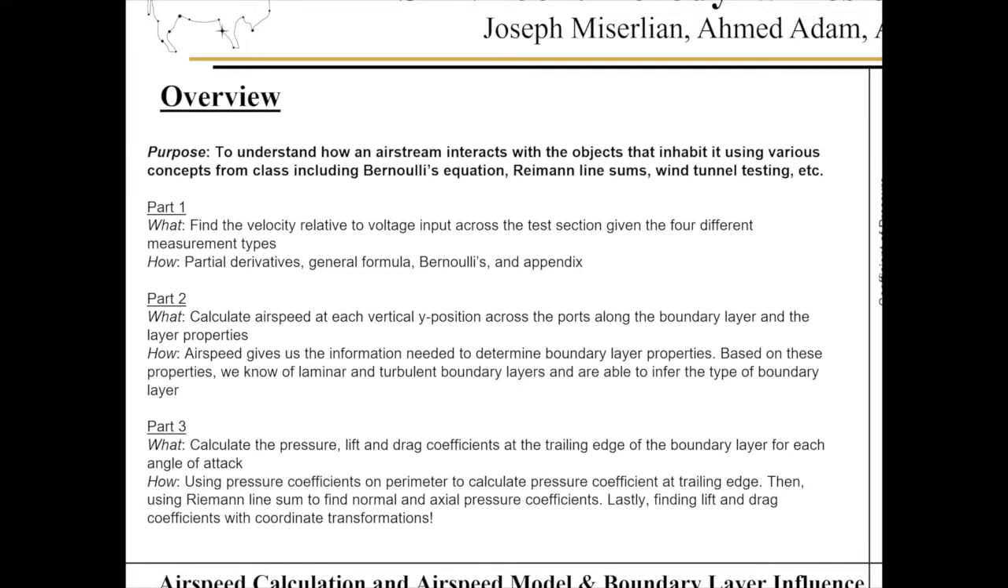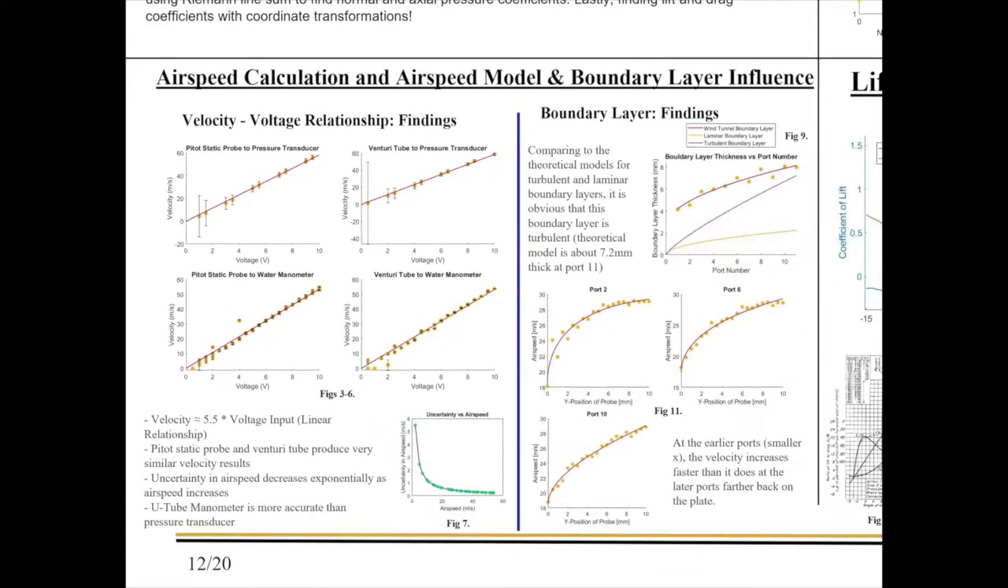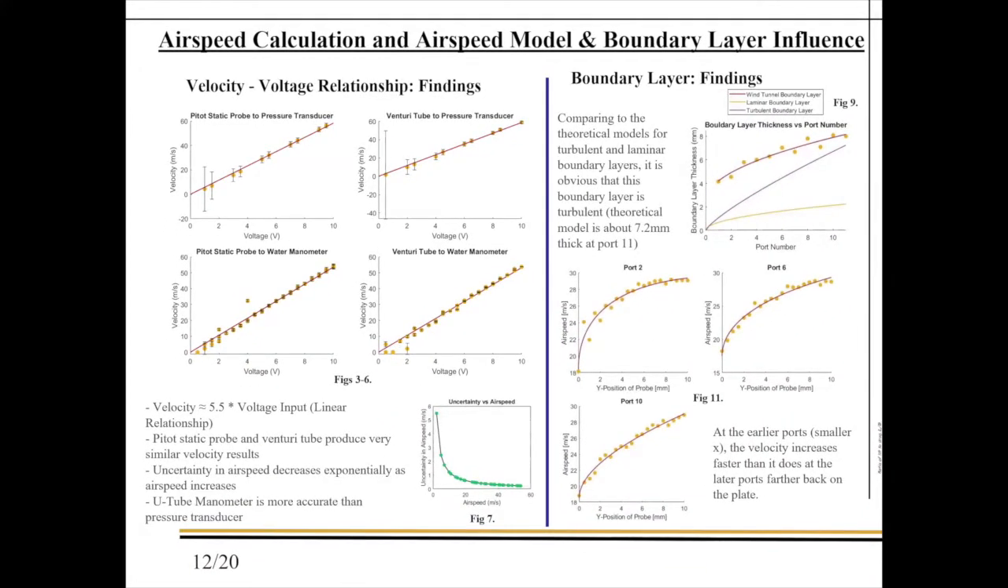The first section of our lab was the airspeed voltage model development for the wind tunnel. For this section, pressure measurements were taken at different voltage inputs to the wind tunnel using 4 different combinations of pressure measurement and reading devices. Next, we converted the differential pressure measurements to velocities using Bernoulli's and continuity. And we plotted these values to find the relationship.